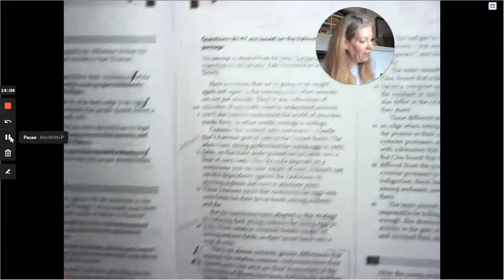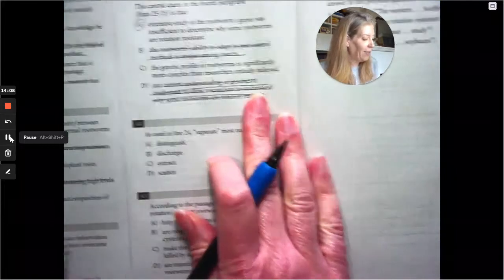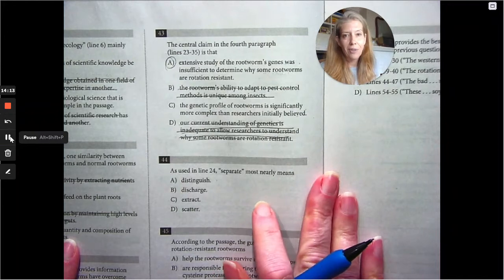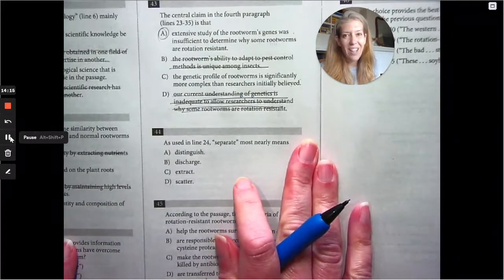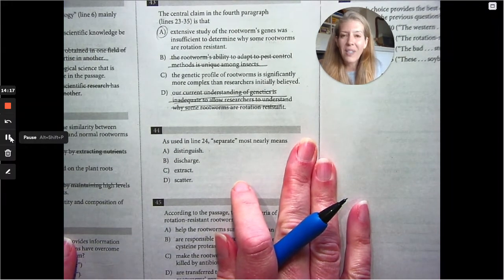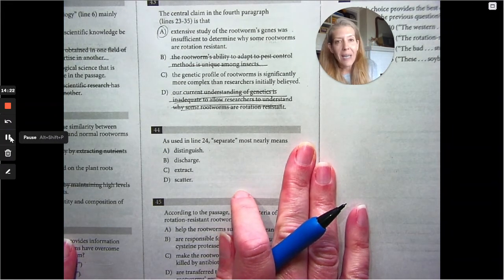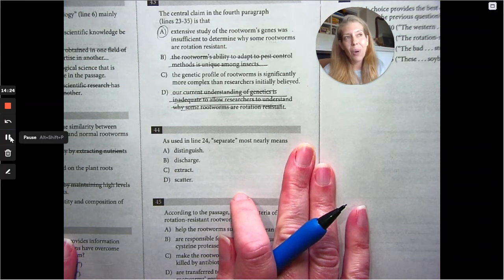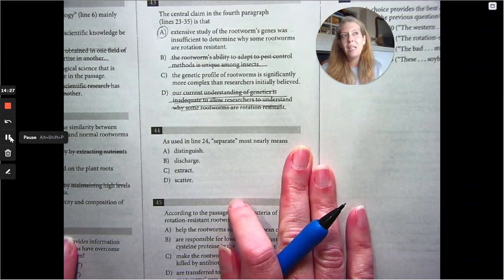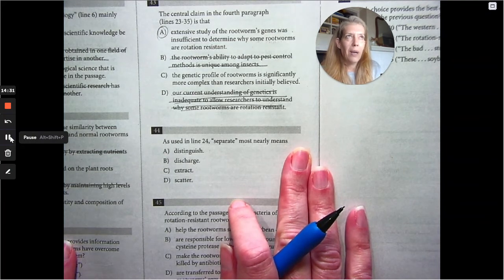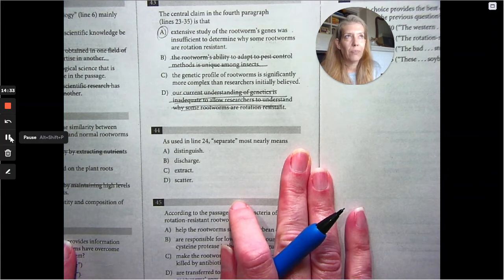What's the genetic difference between the rotation-resistant rootworms and normal rootworms? They're saying it in a different way. Some rootworms are rotation resistant. What's the difference? I love that. I hope that you see that from practice. They say the same thing, they only say it differently. It throws some of my students because they want everything to be word for word. They want the theme to be word for word. They want the hypothesis to be restated word for word. Unfortunately, they're not going to do that for you.